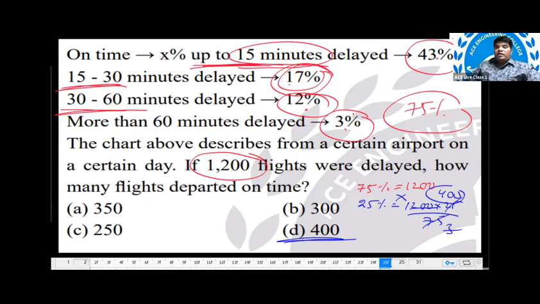So at the perfect timing, how many flights departed? Overall, these are only late flights. So 75% are late. From the percentage point of view, 75%. From the flights point of view, 1,200 flights. So perfect timing departure is obviously 25%. Answer 400. Okay, Anita? Okay, sir.